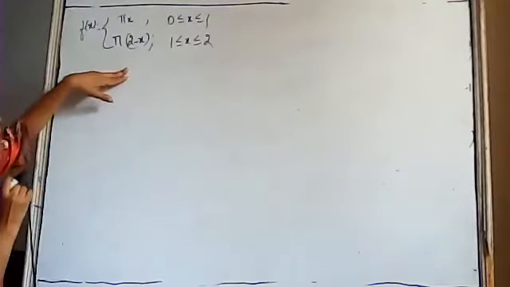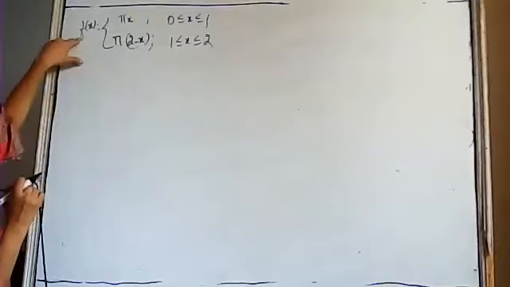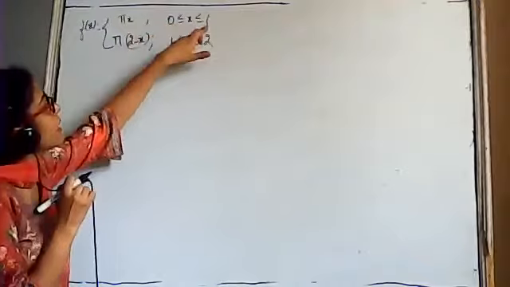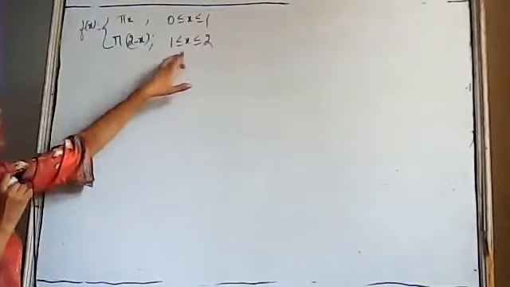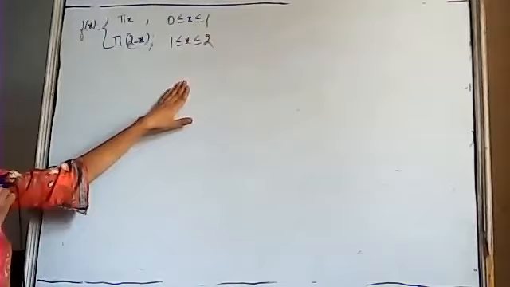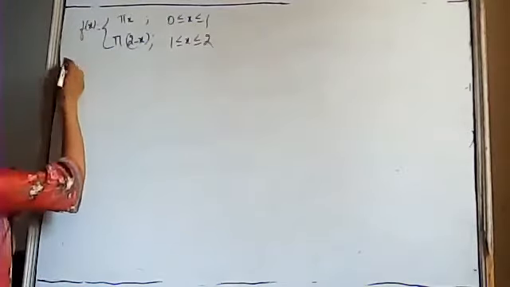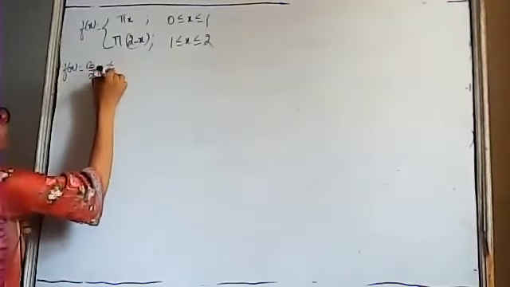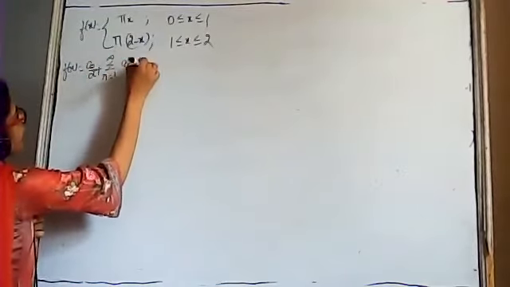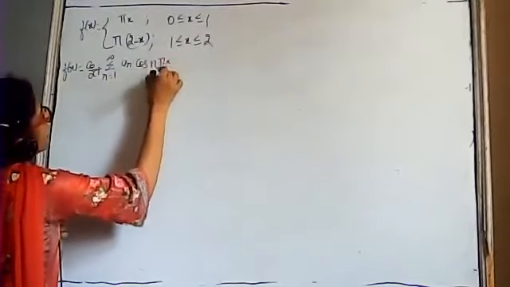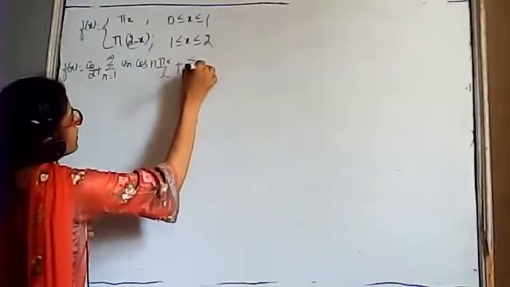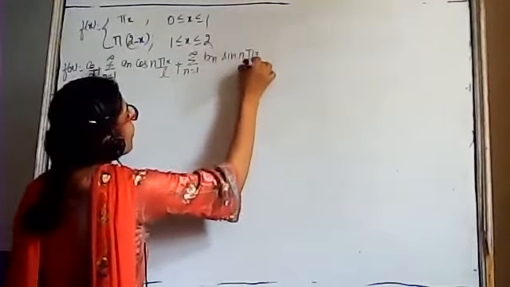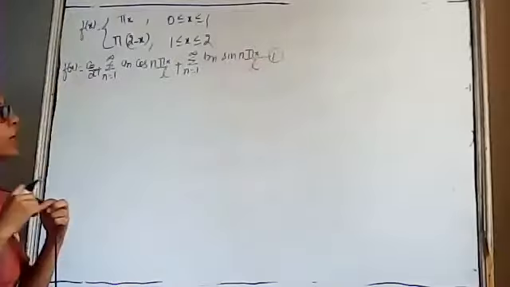Look, this is a discontinuous function. In this, the function is divided into two parts. In one part the limit is from 0 to 1, and in the other part the limit is from 1 to 2. So it means that the function is discontinuous. First of all, the value of fx is equal to a0 by 2 plus summation n varies from 1 to infinity an cos of n pi x upon L plus summation n varies from 1 to infinity bn sine of n pi x upon L. This is equation number 1.